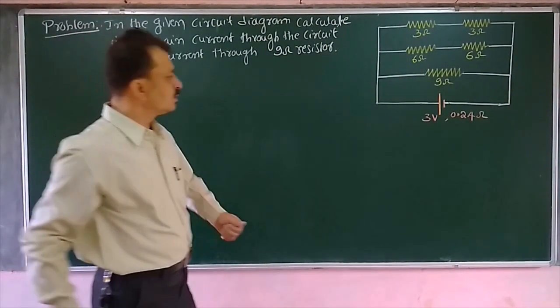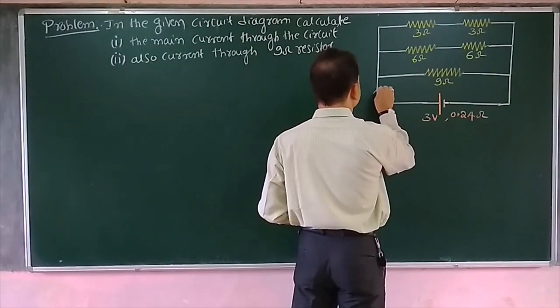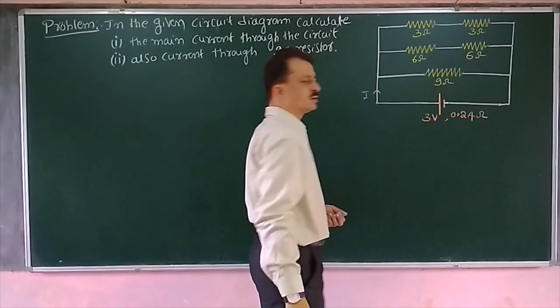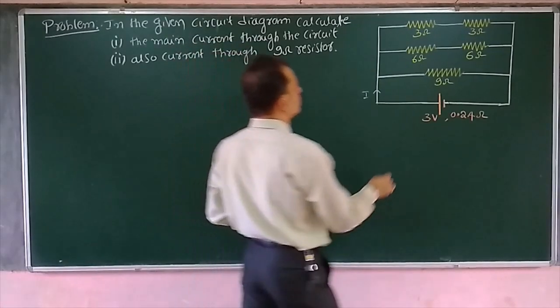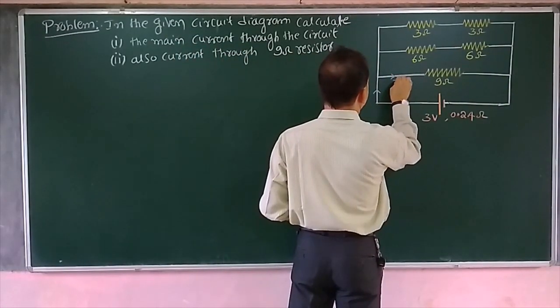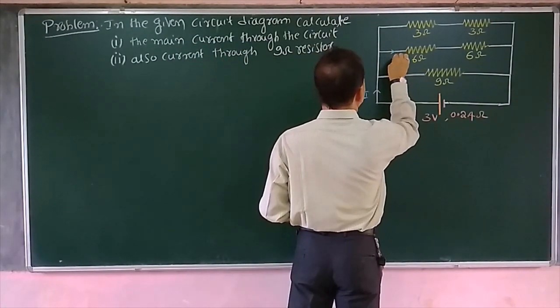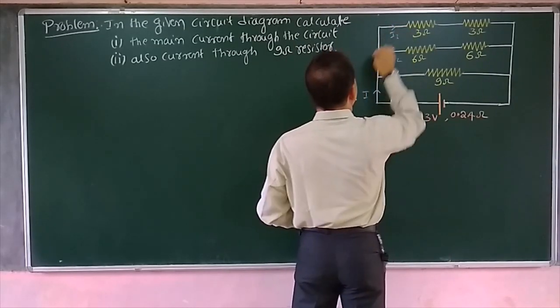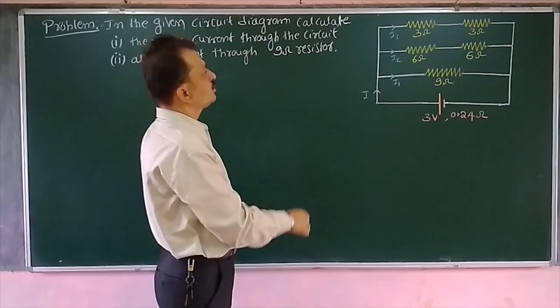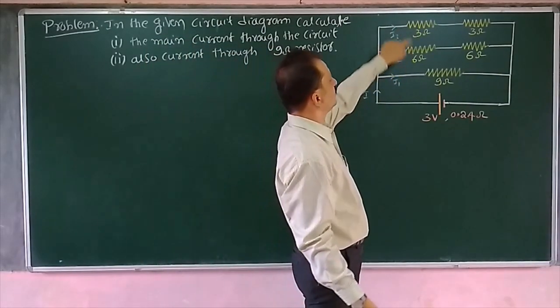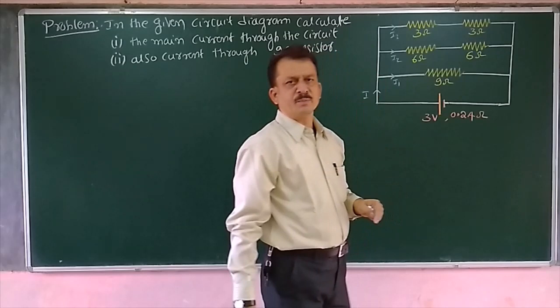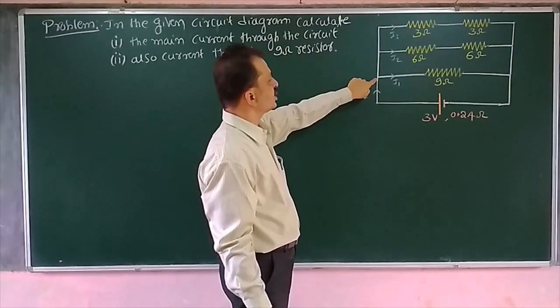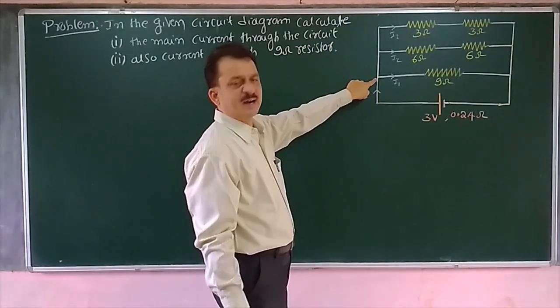The circuit is given. Now assume that a main current I is flowing. Okay. Now here some current I1 is flowing. Assume that here the current I2 is flowing and here the current I3 is flowing. Now this combination is a three branch parallel combination. Therefore at this junction the current divides.